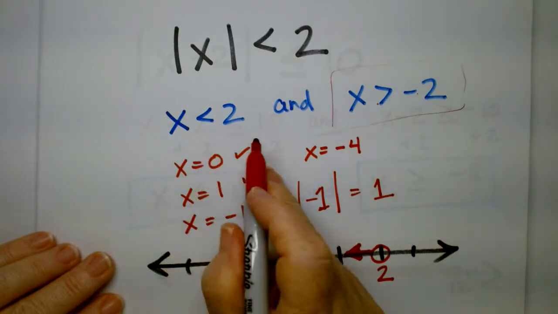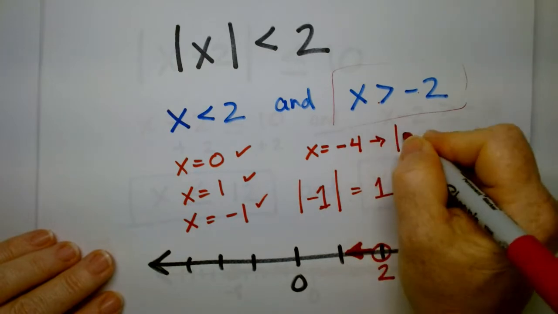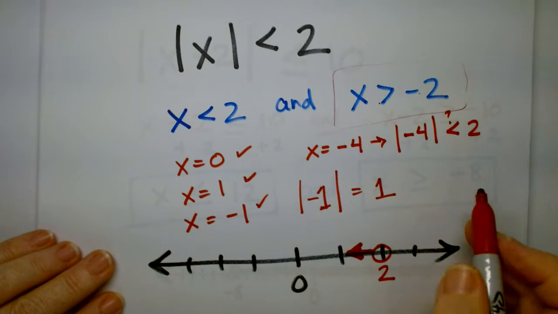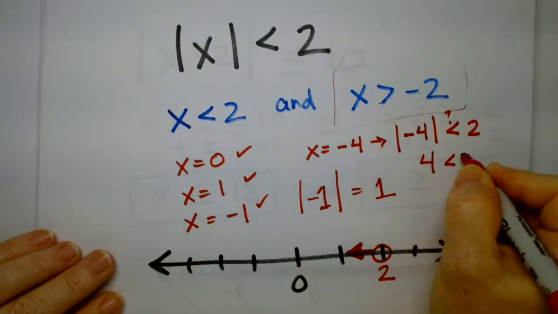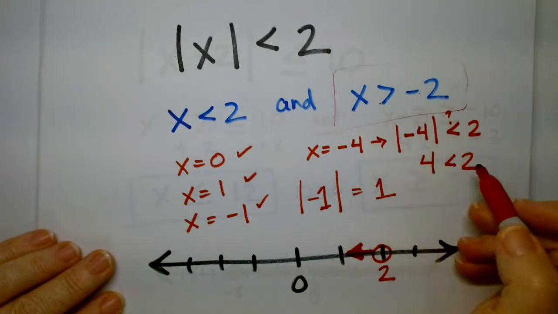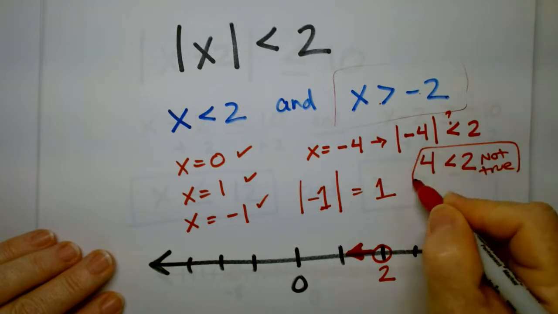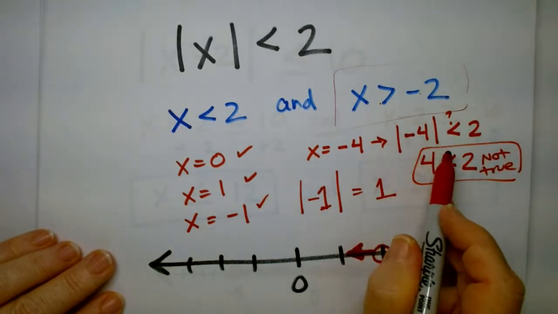Okay, but what if I put in x is equal to -4? Okay, that's less than 2, right? X is -4, so that means the absolute value of -4 is less than 2, right? Uh-oh, look what happened. The -4 becomes a 4 is less than 2. When we take it out of the absolute value bars, that's not true. So we have to account for that. And that happens because of the absolute value bars.